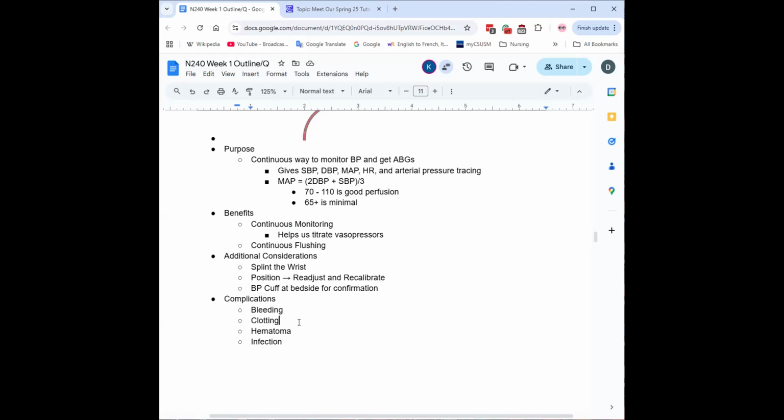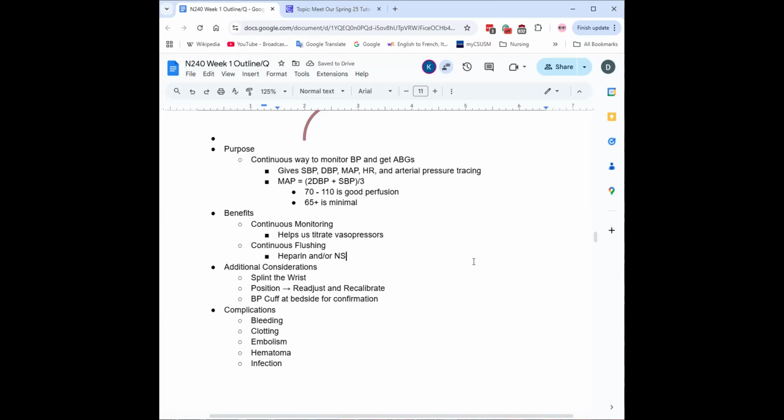For the A line, do you flush this daily? Ooh, that is a great question. It's continuous flushing. Now, what is it continuous flushing with? It is not just NS. Because like Michelle just said, it has a risk of thrombosis. So it's actually heparin as well. It could be just normal saline, but a lot of times it does have heparin.